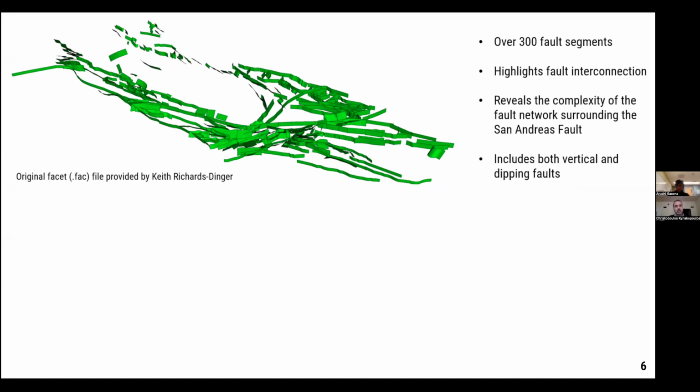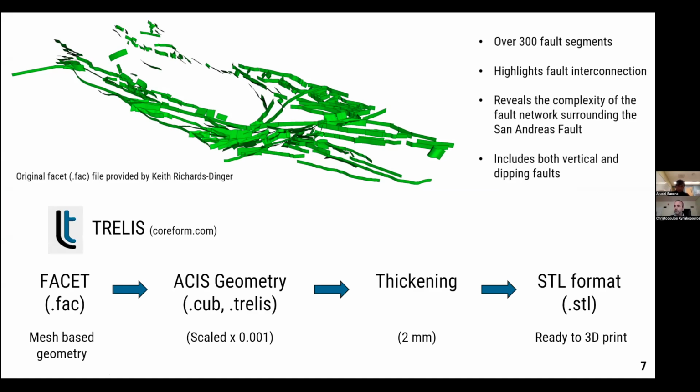So this model gave me the opportunity to generate a new type of outreach and education activity. What I did is that I generated a large 3D printed model, and I started from the facet, the .fac type of files, which is basically a triangulated representation of the faults.